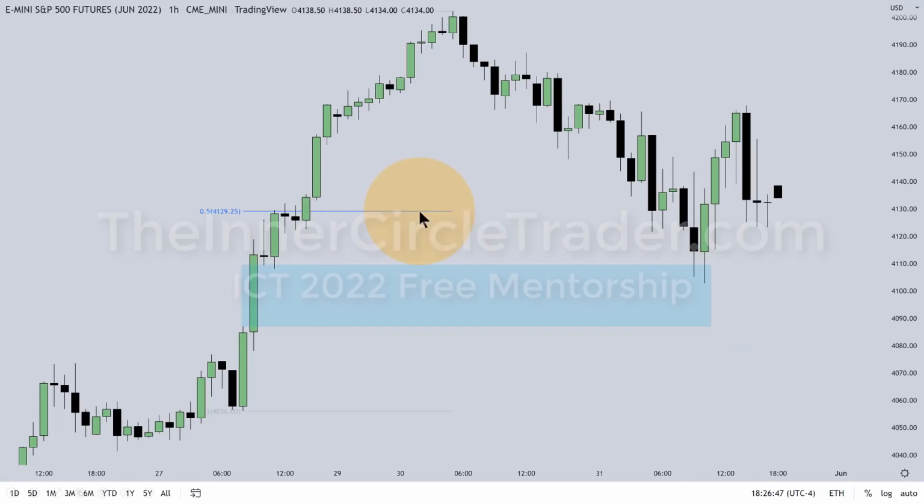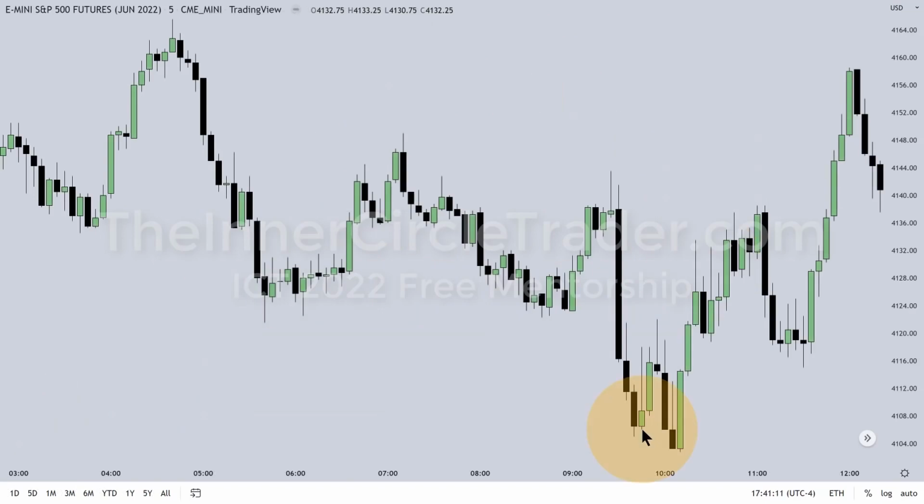The fib is just to highlight exactly where equilibrium is. Anything above that level would be considered premium. Anything below it, discount. So we've moved from this high down into a fair value gap and below equilibrium, so we're in a discount. All right, here's the 5-minute chart.